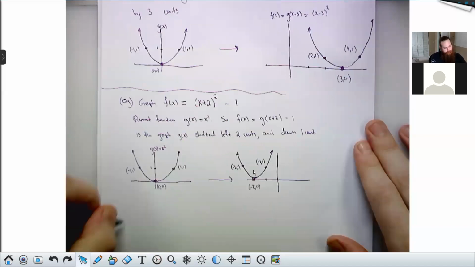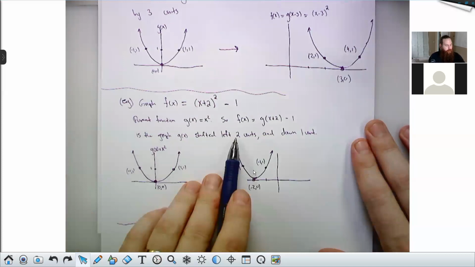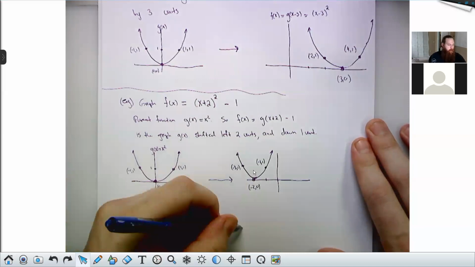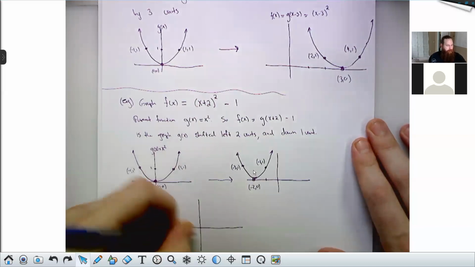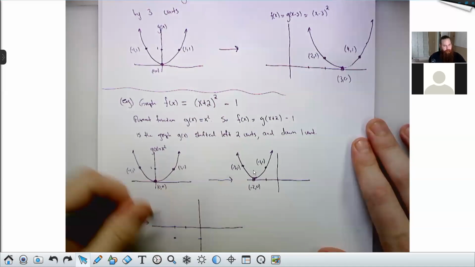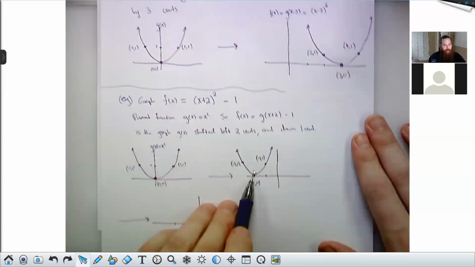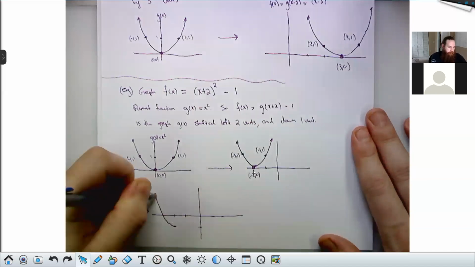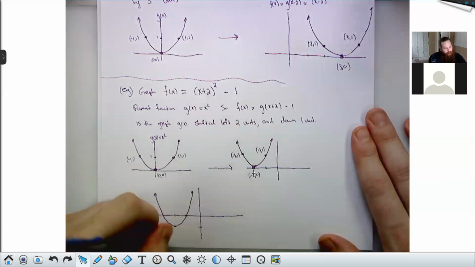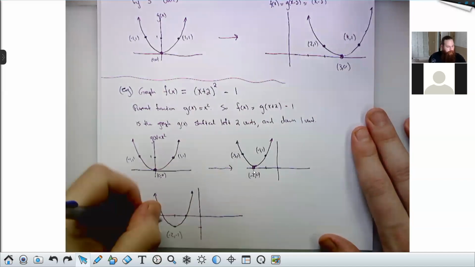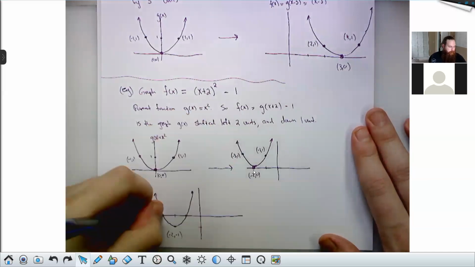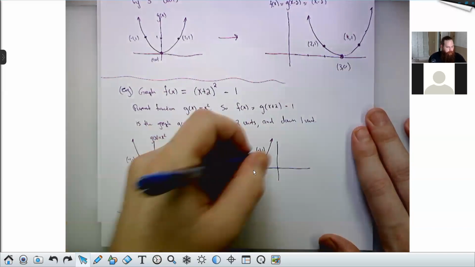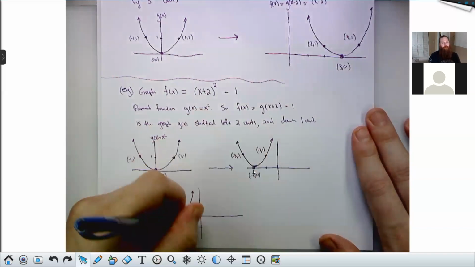And then one more, we have to go down by 1. Left 2 and down 1. So I take that graph, this graph, and I finish by moving it down 1 unit. So negative 2, 0, that vertex is going to come down to negative 2, negative 1. Negative 3, 1 is going to come down to negative 3, 0. And negative 1, 1 is going to come down to negative 1, 0, like this.